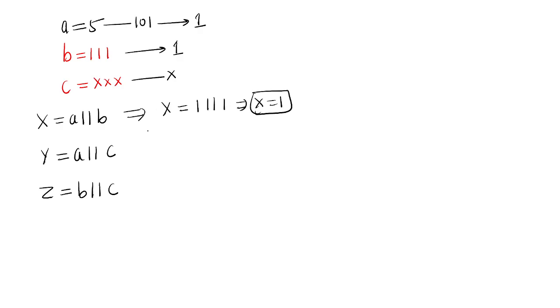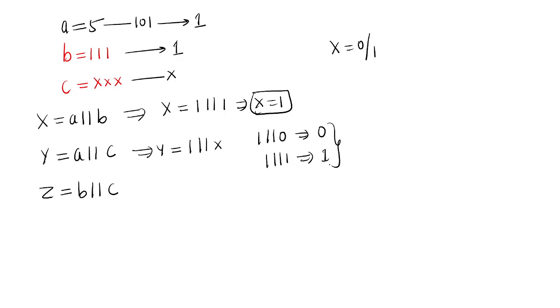And next Y equal to 1 logical OR of X. What are the values of X? X may be either 0 or 1. So 1 logical OR of 0 means you are getting 1, and 1 logical OR of 1 means you are getting 1. Two values you are getting, so that means the value of Y will take as X.